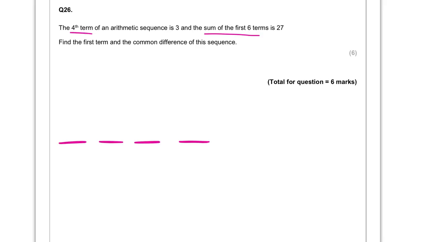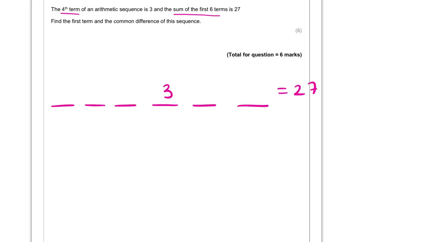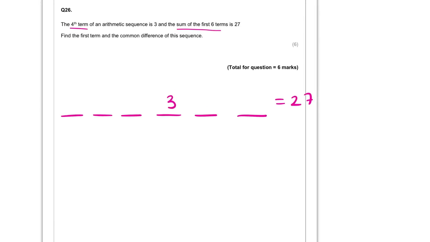So if I know 1, 2, 3, 4, sorry, the fourth term is 3, and then 5, 6, I know they all add to 27. Okay, so Un is the formula you need to remember. Un equals a plus n minus 1 d.